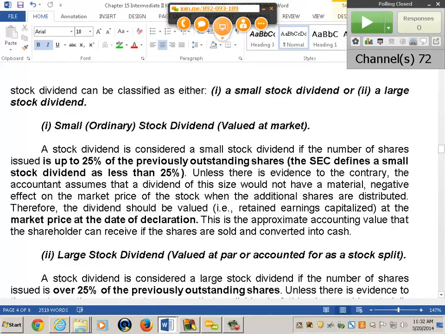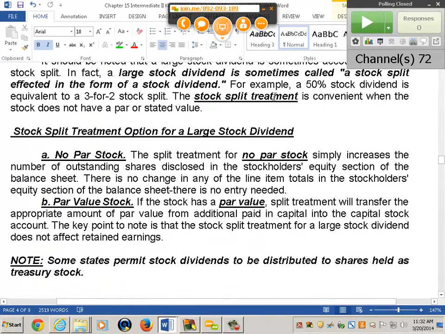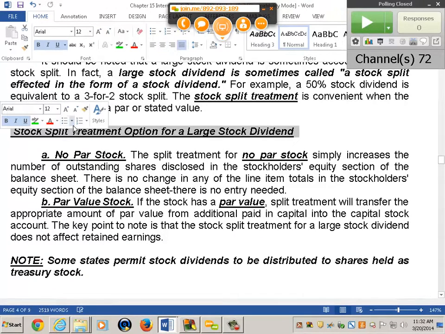Now, stock split treatment, just to tell you, is pretty simple. Just means that if there's no par value, there's nothing you can do, right? I mean, if you have a large stock dividend and there's no par, you don't have a value to use. So what do you do? You just change the disclosures. What gets changed? I'll show you. You change the number of shares issued, the number of shares outstanding, correct? So the disclosures are going to change.